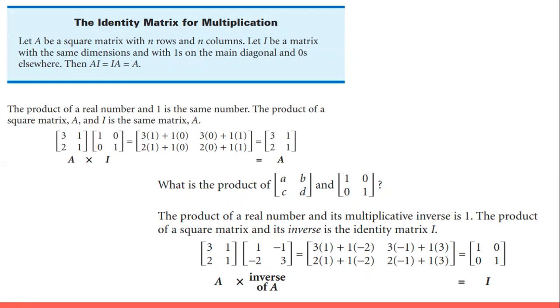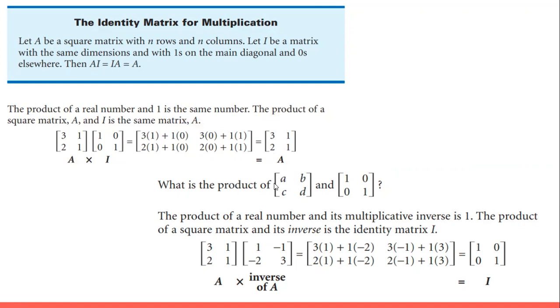Let A be a square matrix with n rows and n columns. Let I be a matrix with the same dimensions and with ones on the main diagonal and zeros elsewhere, like shown in the previous slide. Then A times I equals I times A, which results in A. And the product of a real number and 1 is the same number. The product of a square matrix A and I is the same matrix A. So you can see that when you multiply matrix A times I, you result in the original A.